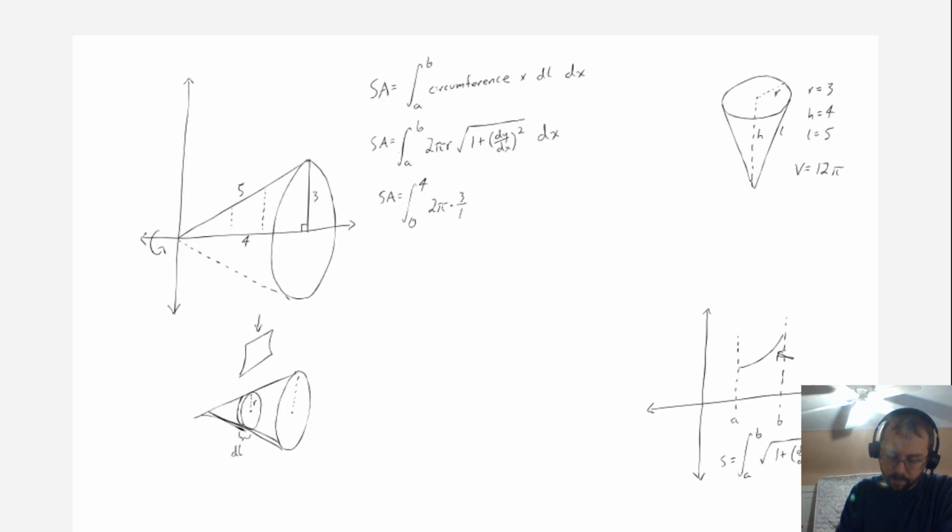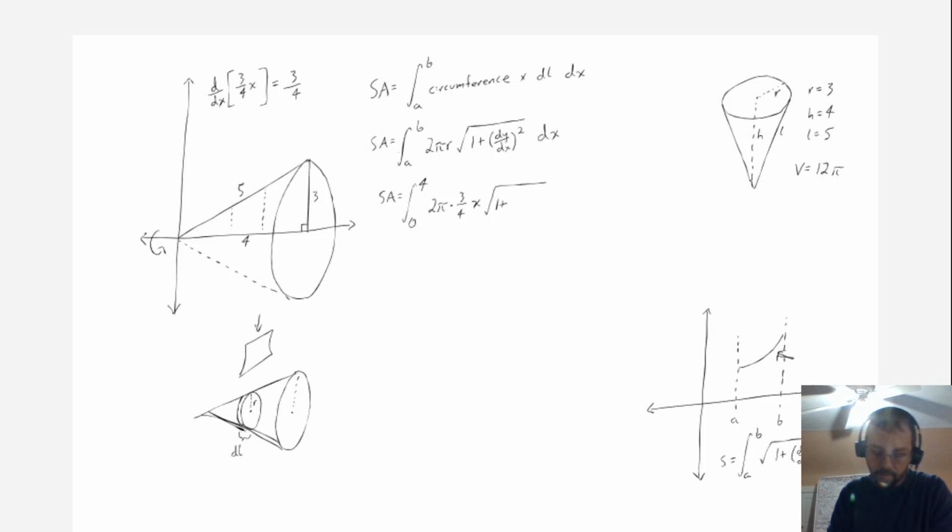3/4 x times the square root of 1 plus, so now we do dy dx. So the y, as we already found, y equals 3/4 x. So the derivative of y with respect to x is the derivative of 3/4 x. So the derivative with respect to x of 3/4 x equals 3/4.